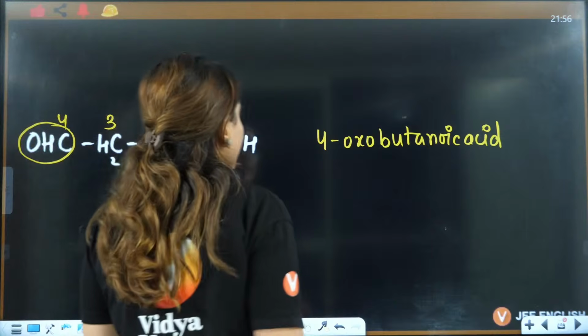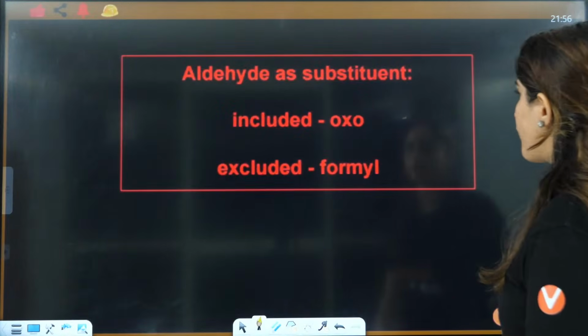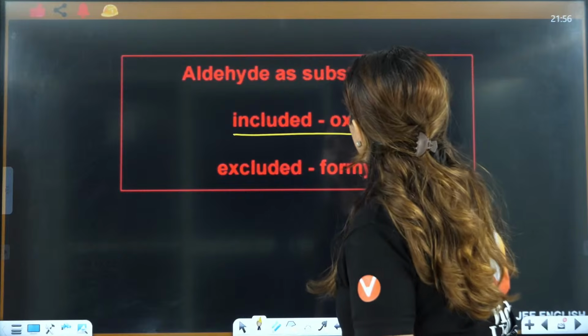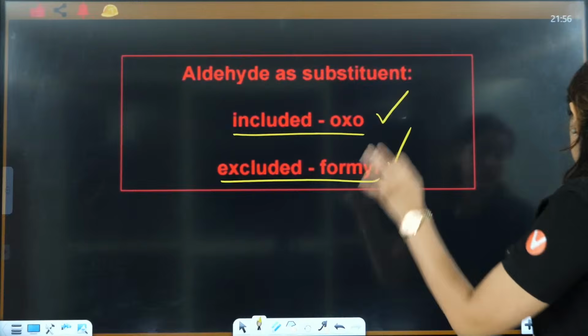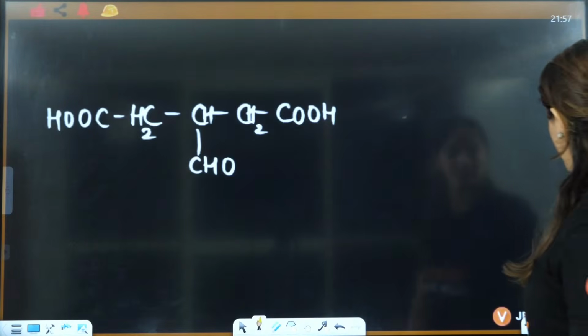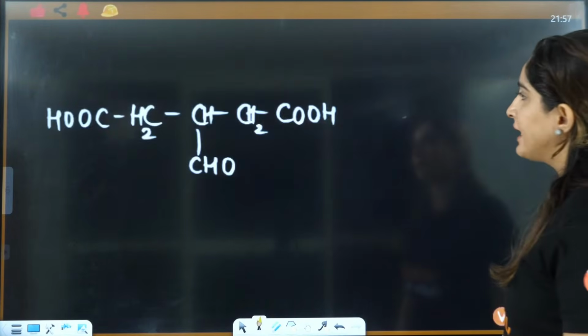Understood now? This is clear now? When to use oxo, when to use formyl. When it is included, you use oxo. When it is excluded, you use formyl. And here I am talking about only the aldehyde group.